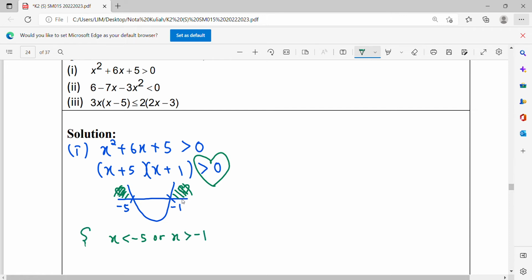So we can put it in set notation. Or we can put it in interval.